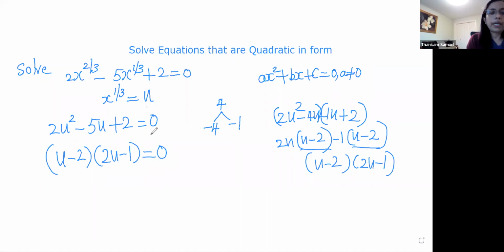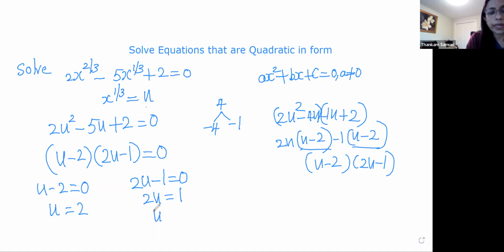Now we can use the zero product rule to find the values of u, equate each factor to 0. So u minus 2 equals 0. So add 2 on both sides, so u equals 2. So from this factor, to find the value of u, set this factor to 0. So add 1 on both sides, that is 2u equals 1. Divide both sides by 2, so u equals 1/2. So we got the values of u.